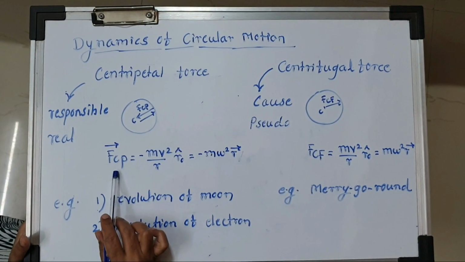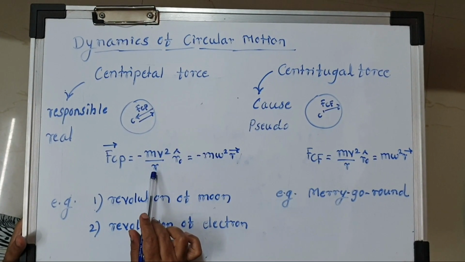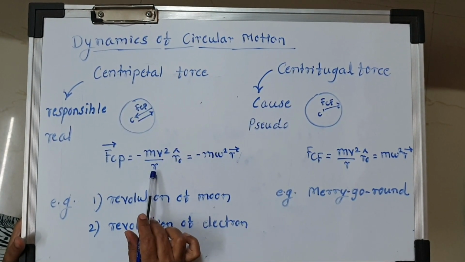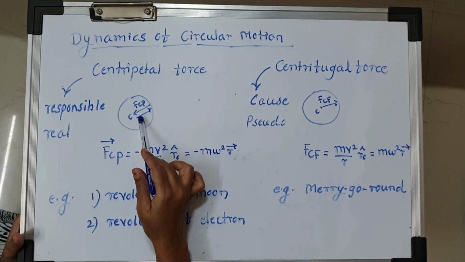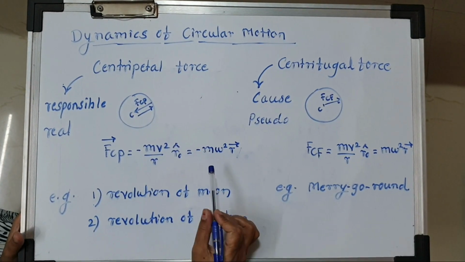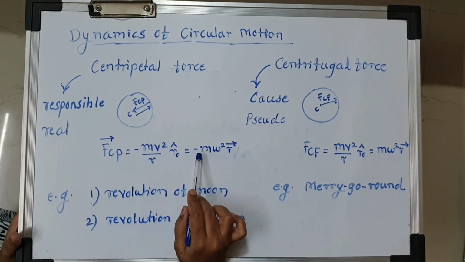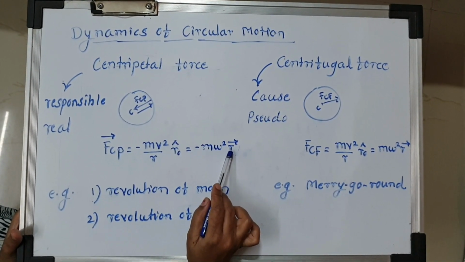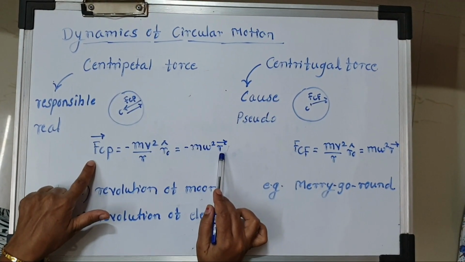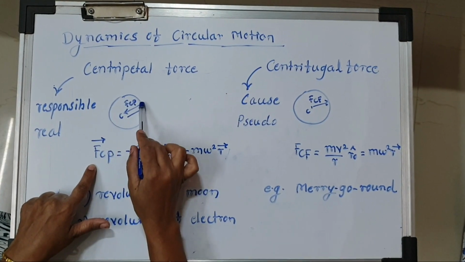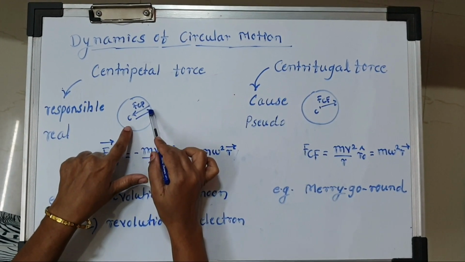Now the vector form of the centripetal force is given by F_CP bar equals minus m v square upon r into r0 cap. r0 cap is a unit vector in the direction of the radius vector. Another formula in terms of angular velocity is minus m omega square r bar. Again here see, the negative sign indicates both are opposite in direction. Centripetal force is directed towards the center, while the radius vector is directed away from the center.